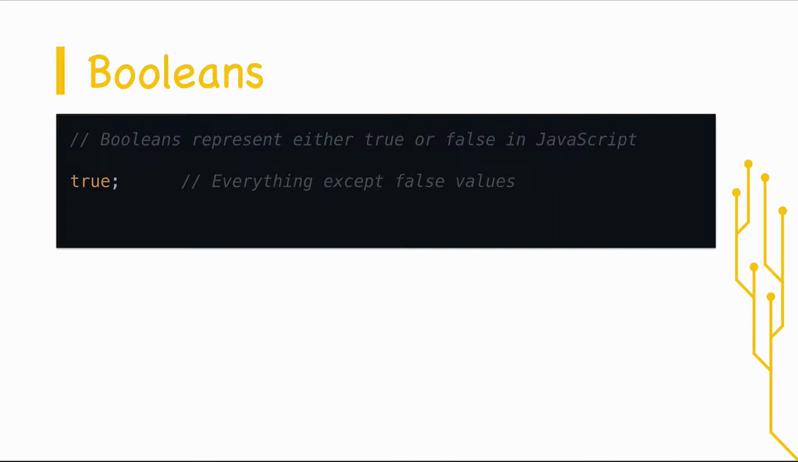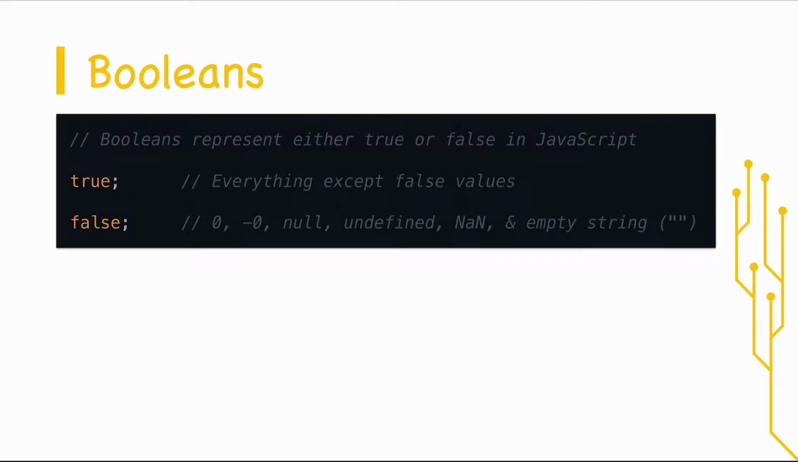Now, the Boolean value true represents everything except false values. And the counterpart of the Boolean value true is the Boolean value false, which you can create by typing in false, F-A-L-S-E, all lowercase letters and a semicolon to end the statement. And this is a Boolean too, with the value false. So Booleans can only take one of these two values. Either they can be true or they can be false.